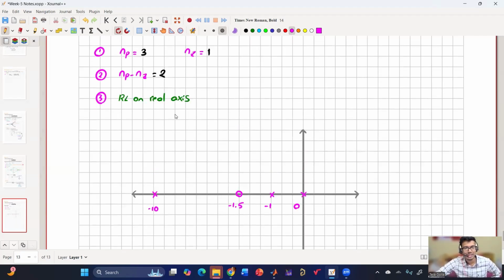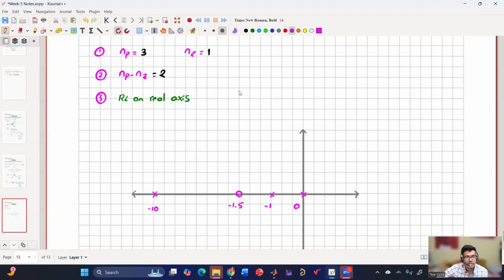With respect to rule number 3, can you tell me directly between which regions the root locus exists on the real axis? You tell me range 1 is this, range 2 is this, range 3 is this, wherever it exists. So now I will ask you questions, you answer so that I know whether your concept is clear or not.